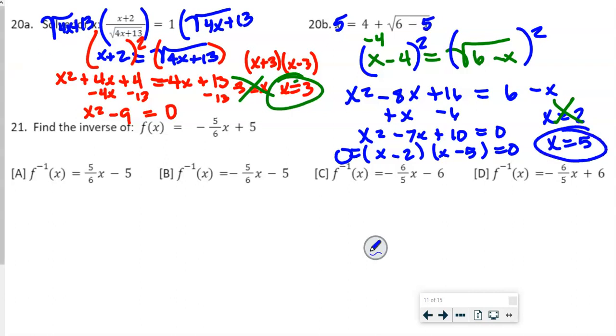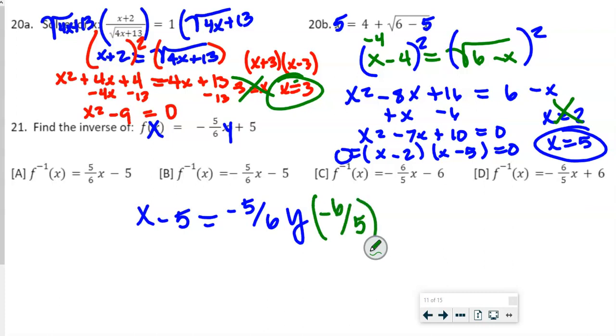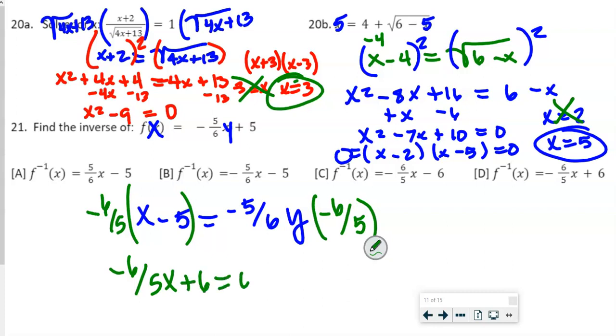Okay, there we go. All right, so this find the inverse. So again, we're going to put x here. We're going to put y there. So our first step will be x minus 5 equals minus 5/6 y. So we got to multiply by the reciprocal of negative 5/6, and we got to make the y positive. So we're going to do negative 6/5 here, and we're going to multiply negative 6/5 by everything over here. So that's going to give us negative 6/5 x. And when we multiply a negative times a negative, we get a positive. So that's going to be 30 divided by 5, which is plus 6. And that's what y is going to be equal to there. So this is negative 6/5 x plus 6. So that would be d right here.